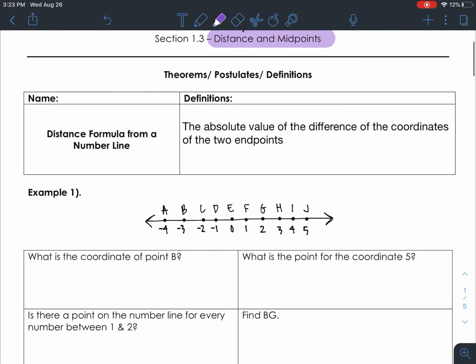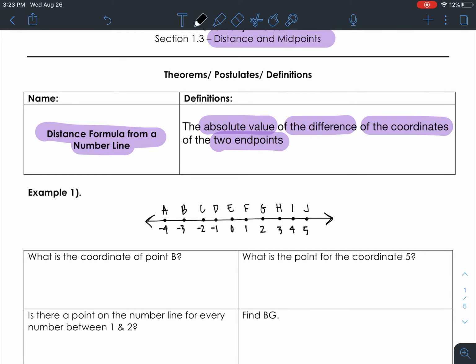But we're going to start simply by talking about the distance formula from a number line, okay? So we're putting this formula into words, but there are definitely some mathematical terms that we can pull apart in order to help us generate this formula. The definition for the distance formula from a number line is the absolute value of the difference of the coordinates of the two endpoints, okay? So let's break that apart.